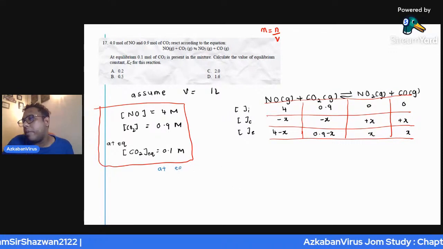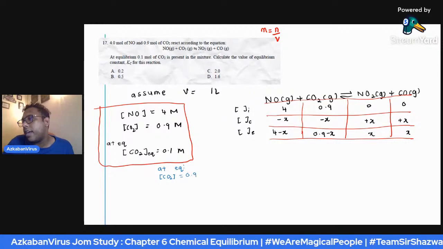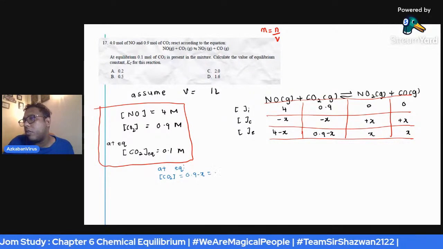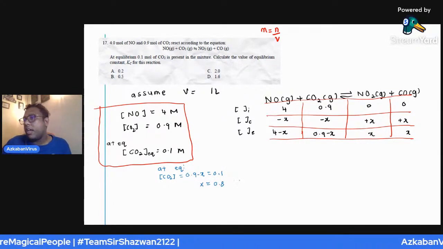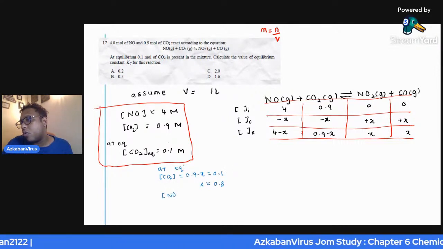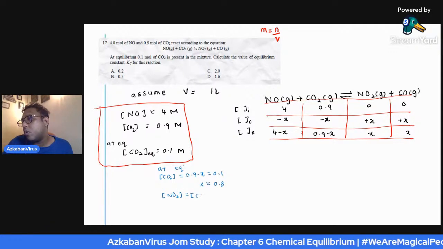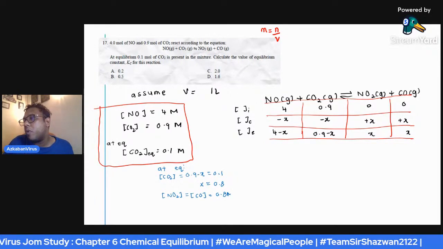We know that at equilibrium, concentration of CO2 is equal to 0.9 minus X, which is equal to 0.1. Therefore, we know that X is equal to 0.8. And from here, we know that concentration of NO2 and also concentration of CO, both is equal to 0.8 molar.